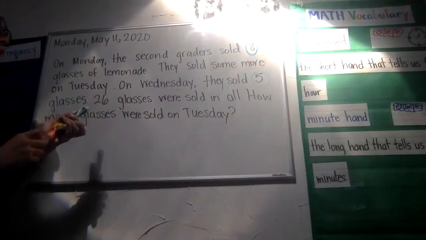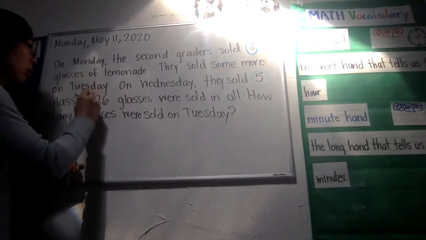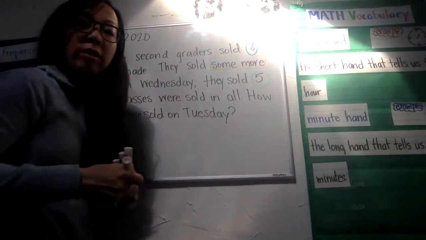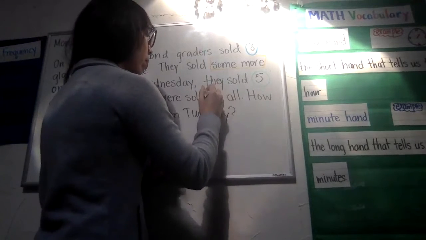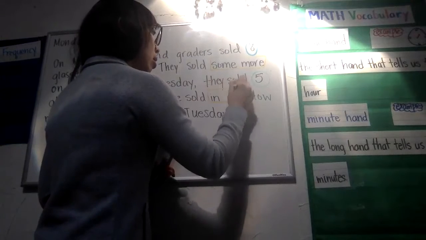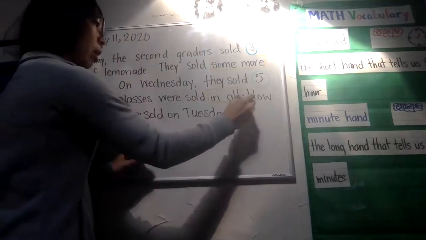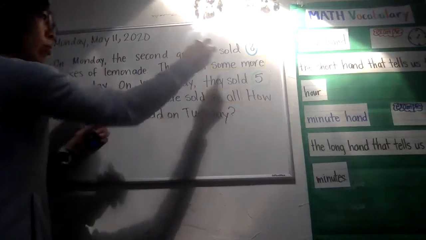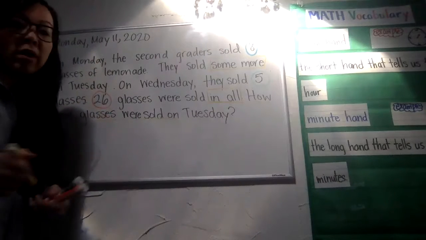Now, there were 26 glasses sold in all. Remember what in all tells us? It tells us that we have a sum. So now here's our job. How many glasses were sold on Tuesday? Remember, Tuesday was that some more. We don't know what that is.